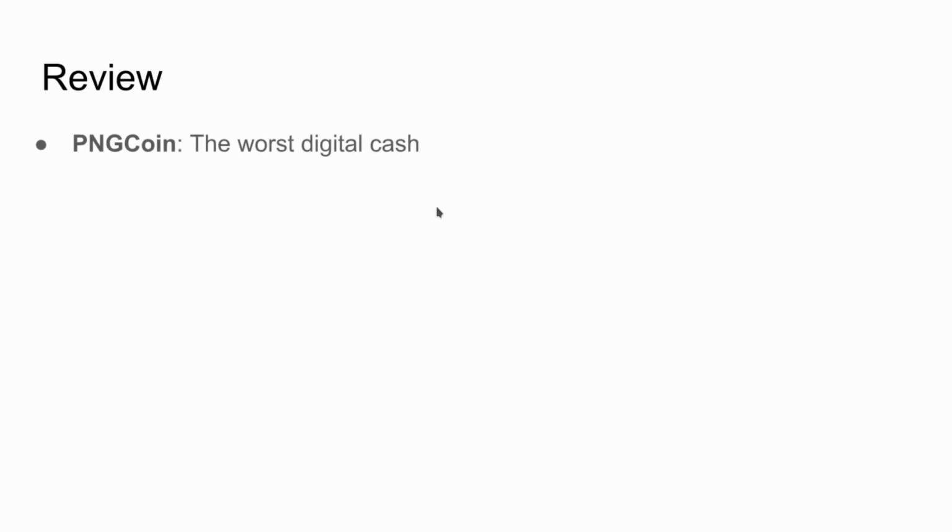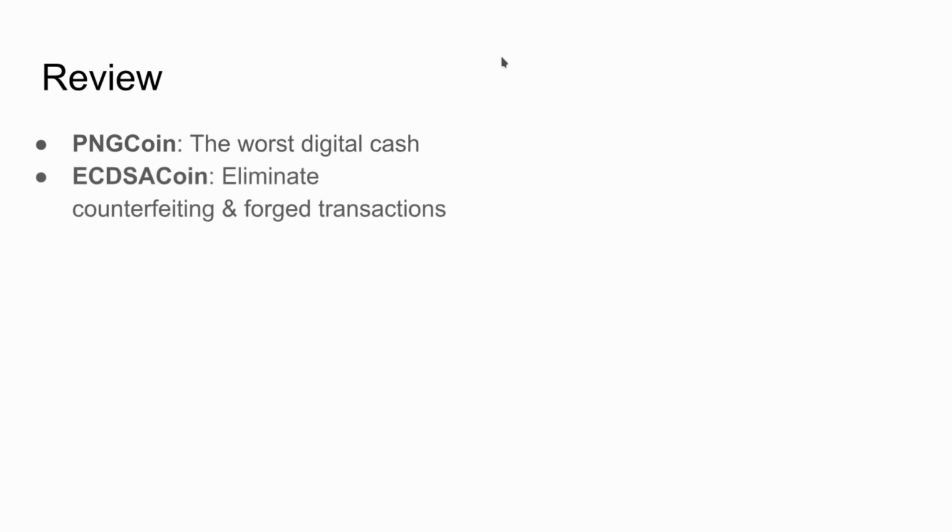If you recall, we started with PNG Coin, right? It was the worst digital cash I could think of, and none of you have come up with a better or a worse idea, so I think I still have the record there. With ECDSA Coin, we eliminated counterfeiting and forged transactions by replacing photographs of analog signatures with digital signatures, using the unique properties of software to do something kind of magical. Next, we created Bankcoin. Bankcoin eliminated double spends, and it did that by centralizing validation. You weren't responsible for validating coins yourself. You outsourced that job to the bank.